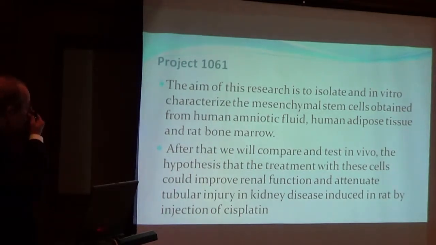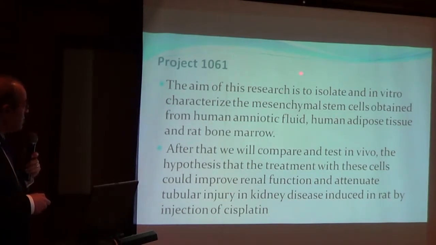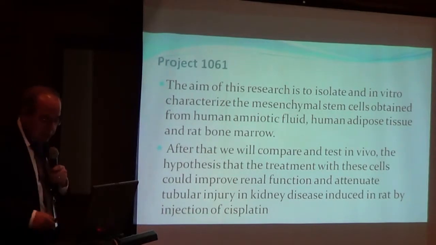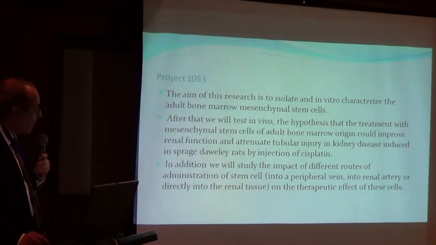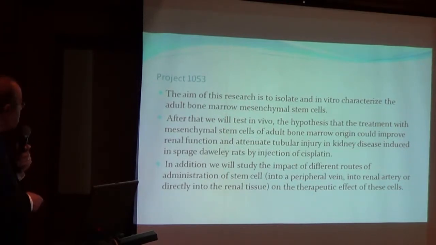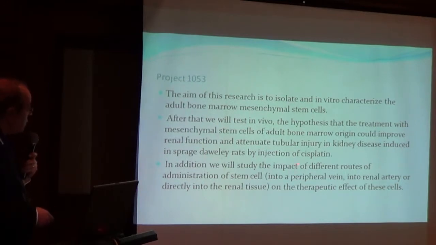As I said, in the first protocol the aim of this research was to isolate and in vitro characterize the mesenchymal stem cells obtained from human amniotic fluid, human adipose tissue, and red bone marrow. After that, we will compare and test in vivo the hypothesis that treatment with these cells could improve renal function and attenuate tubular injury in kidney disease induced by cisplatin in Sprague-Dawley rats. This is the aim of this work. The other project was to compare different routes, either peripheral or directly into the renal artery or into the renal tissue.